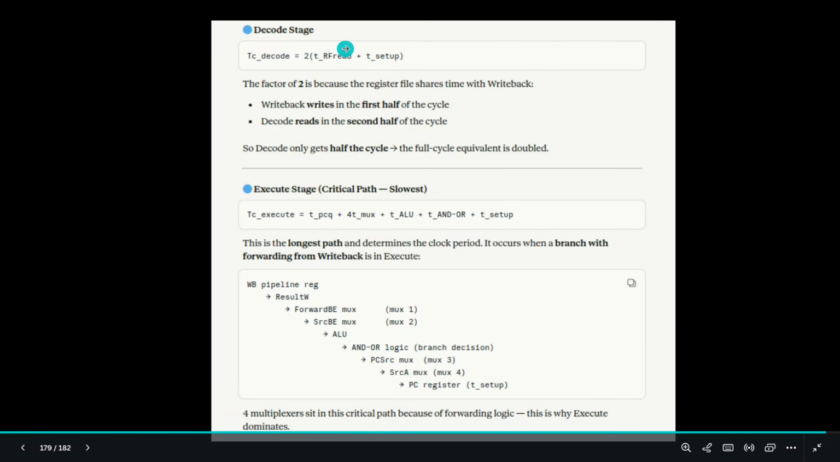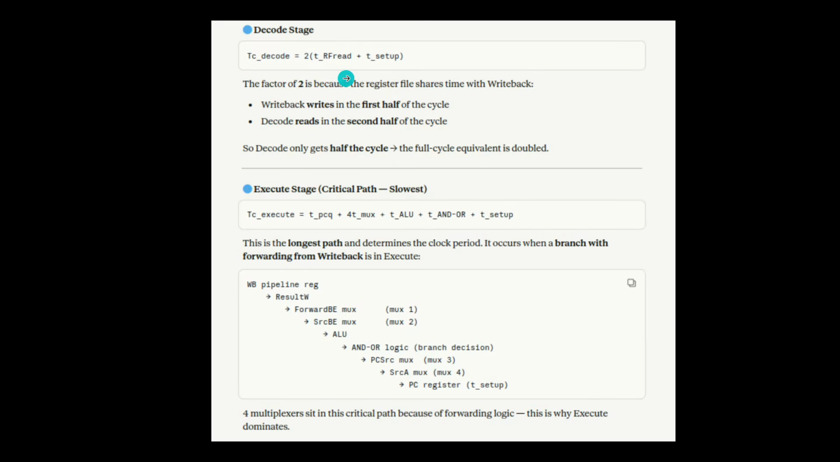Understood? Now the decoding stage. If you consider the decoding stage, we have to read the value in the register file, and also set up the next stage's pipeline register. Now you are doing this 2 times, because after the writeback it goes again to the decoding stage itself, right? So the register file is read twice. That is why we take the factor 2 here. Understood? So this is the clock period of decoding.